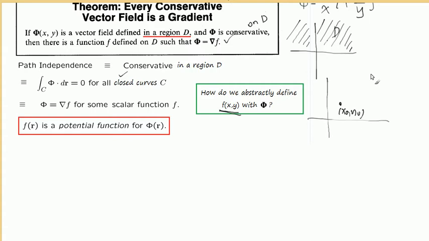And we want to define this scalar function at this arbitrary point, x and y. So what is our f of x, y? You have to define that first and show that its partial with respect to x agrees with the x component of phi, and the partial with respect to y agrees with the y component. This is the first thing we have to do. Go ahead and describe that function abstractly.